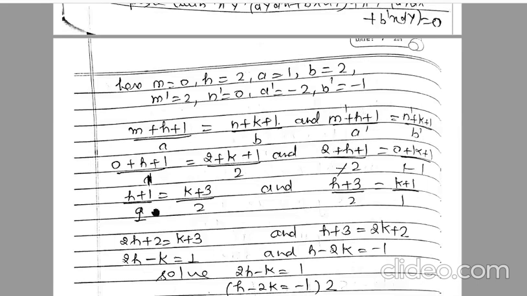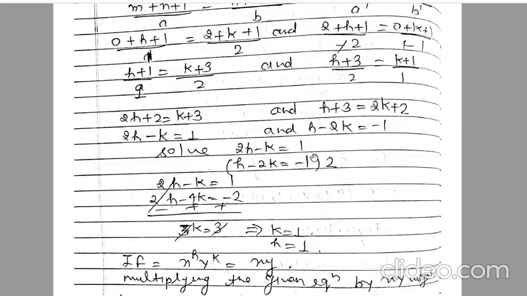So after cross multiplication, you have the equations 2h minus k is equal to 1, and h minus 2k is equal to minus 1, right? Now solve these two equations. So 2h minus k is equal to 1, h minus 2k is equal to minus 1. You can multiply by 2 in the second equation, so h will be cancelled out. 3k is equal to 3, so k is equal to 1. Put the value of k in equation 1, then you will get h is equal to 1.